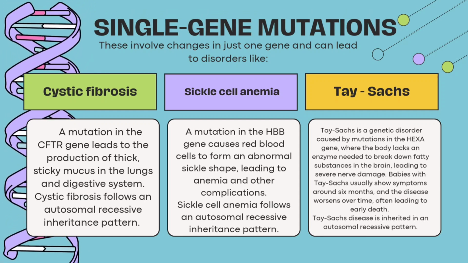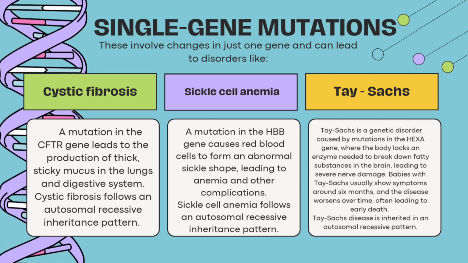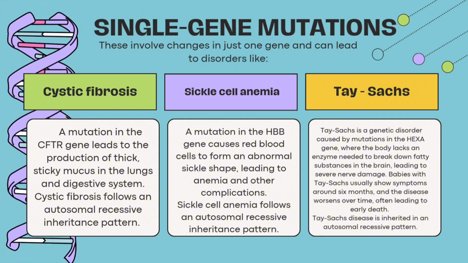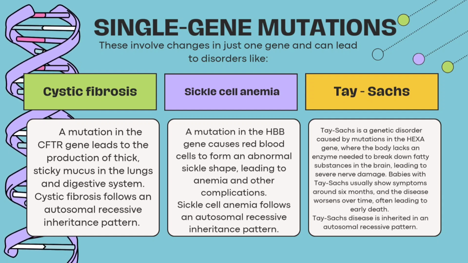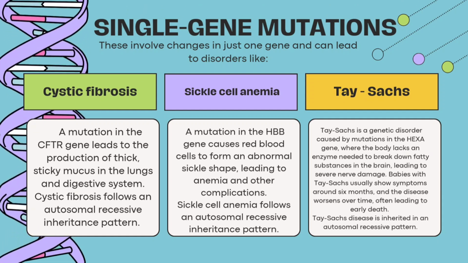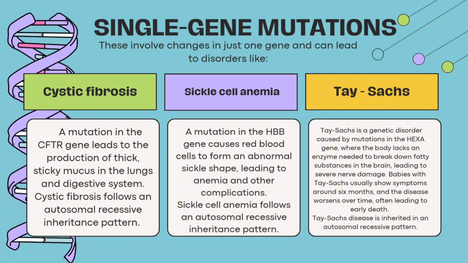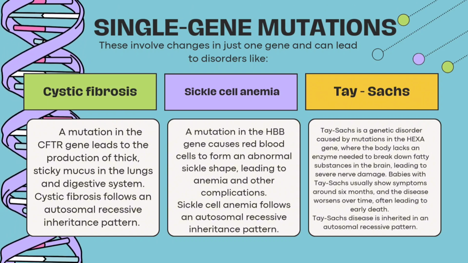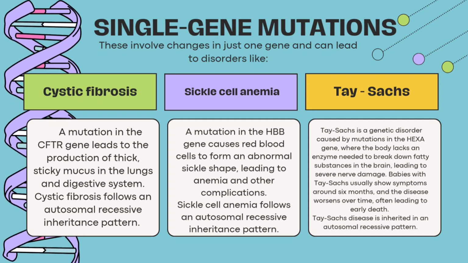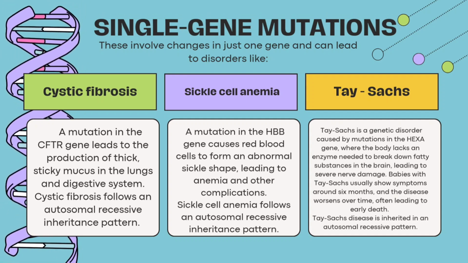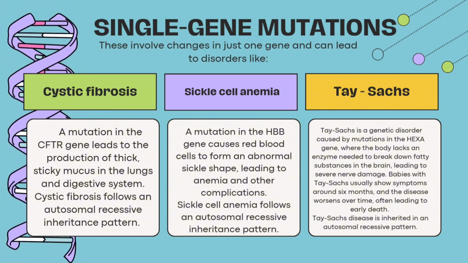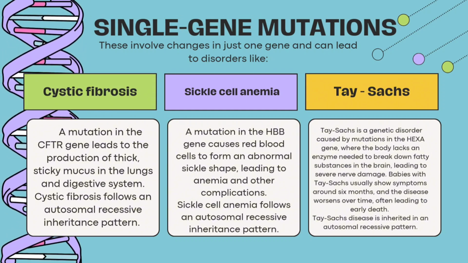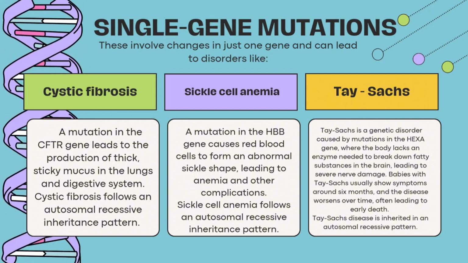This means both parents must carry a copy of the mutated gene. They are usually carriers without symptoms. If both parents are carriers, there is a 25% chance the child will have cystic fibrosis, inheriting two mutated genes; a 50% chance the child will be a carrier like the parents, inheriting one mutated gene; and a 25% chance the child will be unaffected and not a carrier. Males and females are equally affected, and the condition can skip generations if there are carriers but no affected individuals.